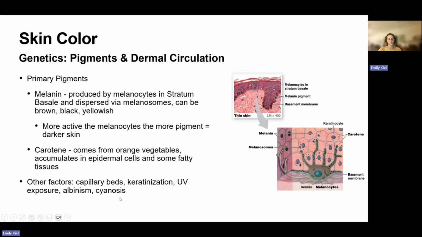And then you also have cyanosis. And this is when the blood is not well oxygenated. So instead of the skin appearing like pink or red, it's going to have this like blue, muddy color, almost purple. Keratin is another pigment that is in the skin, and it comes from orange vegetables, hence the name has carrot in it. And it can accumulate in epidermal cells and some fatty tissues. So there are cases where people have eaten way too many carrots, and they will have the keratin accumulate and they will turn an orange color. So some carrots are good. Excess of most things is not good.